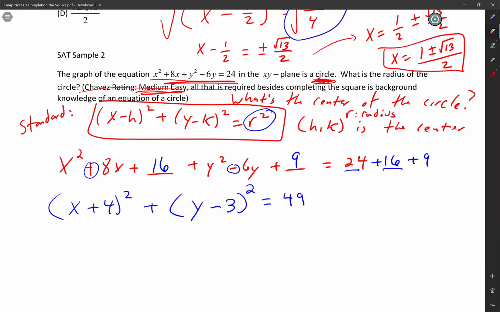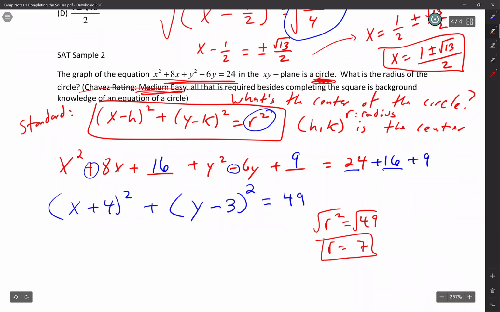So, if r squared is 49, that means r must be 7. And the reason I didn't put a plus minus, guys, is because the radius can't be negative. So just whenever it's in context like this, just write the positive one. And there it is. There's my radius.